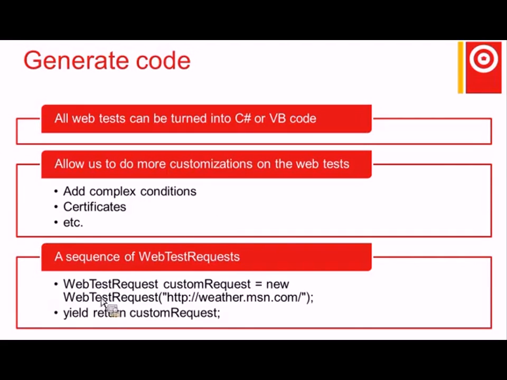Essentially, the format is it will create a new custom request for the URL. It will then add in additional items such as query strings, form post parameters, extraction and validation rules if it needs them, and then it will run the actual request, which it does with this command, yield return the custom request.